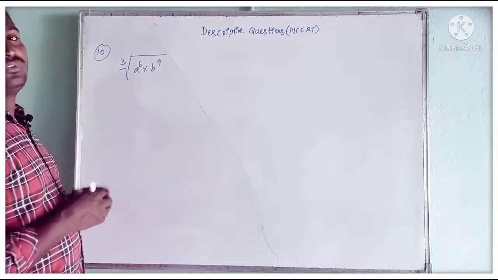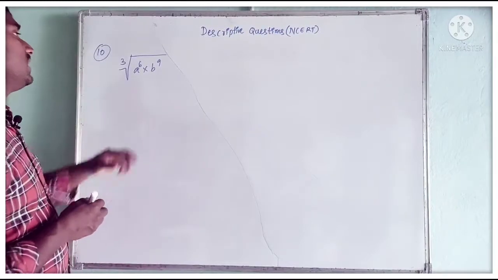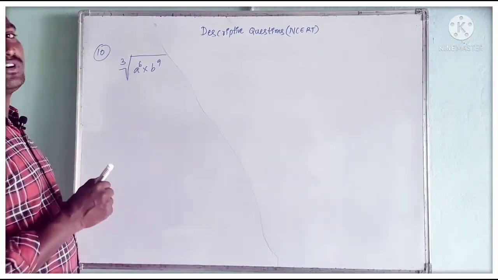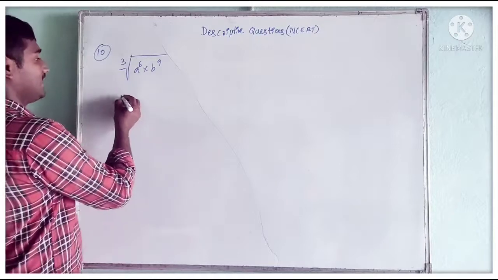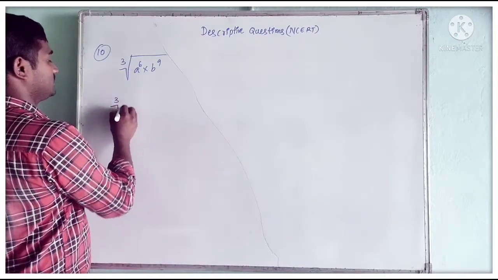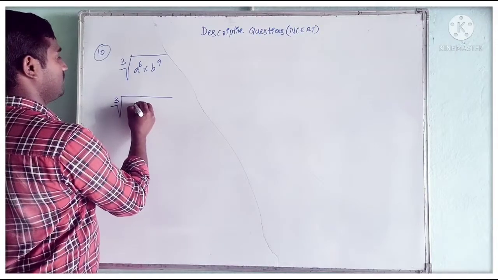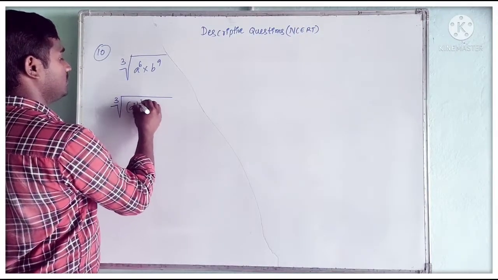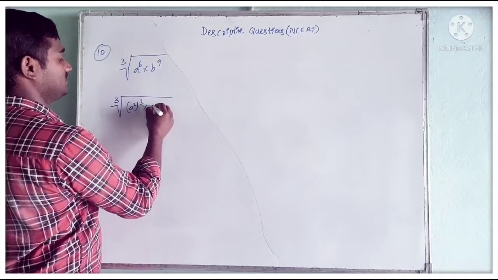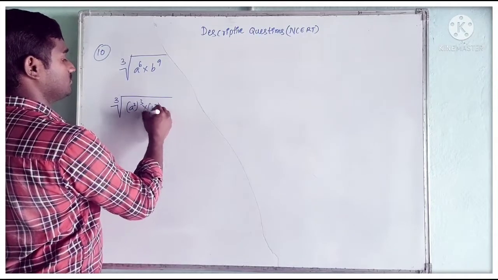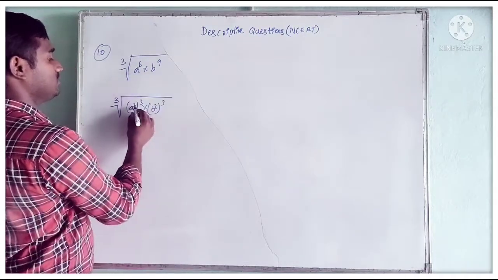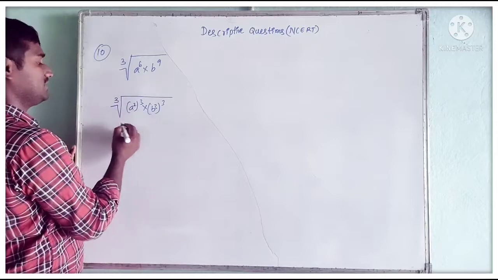Now we are going to find the cube root of a power 6 into b power 9. I am changing this a little. Here a power 6 I write as a power 2 whole cube, and b power 9 as b power 3 whole cube. 3 threes are 9, 2 threes are 6, so the value will not change.